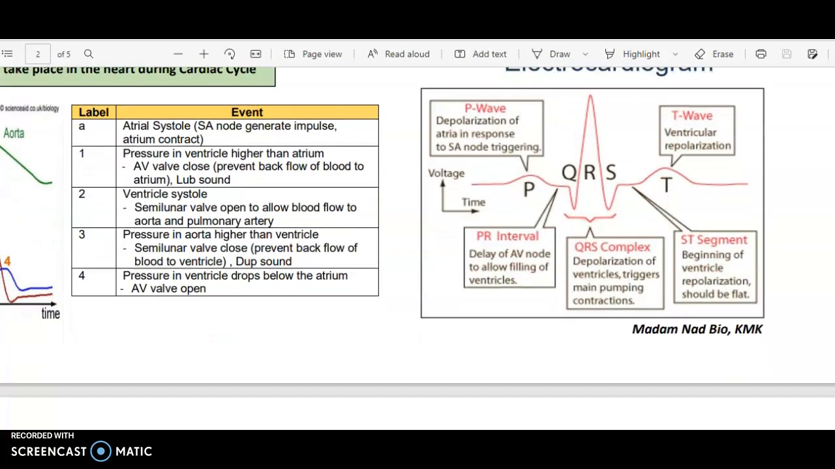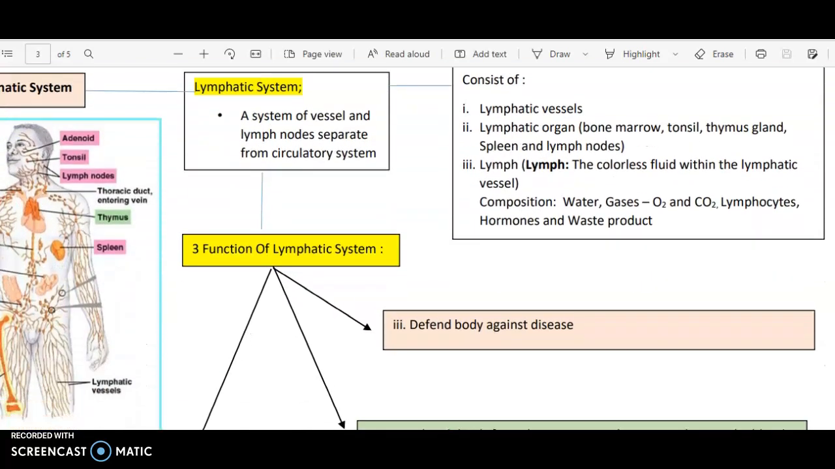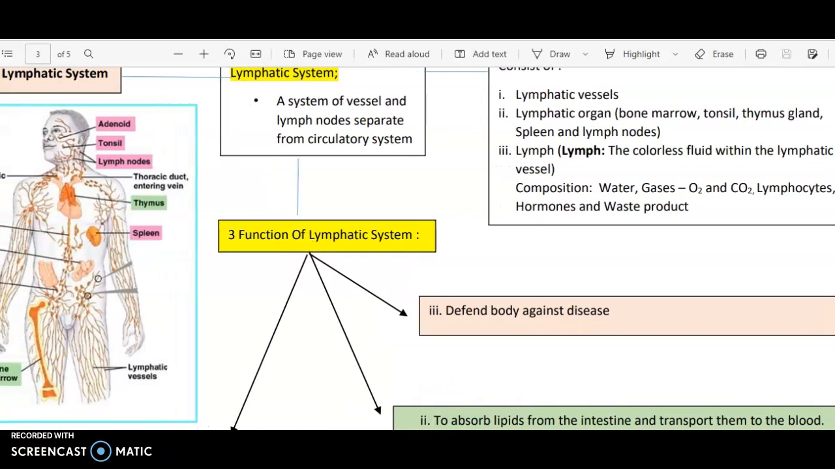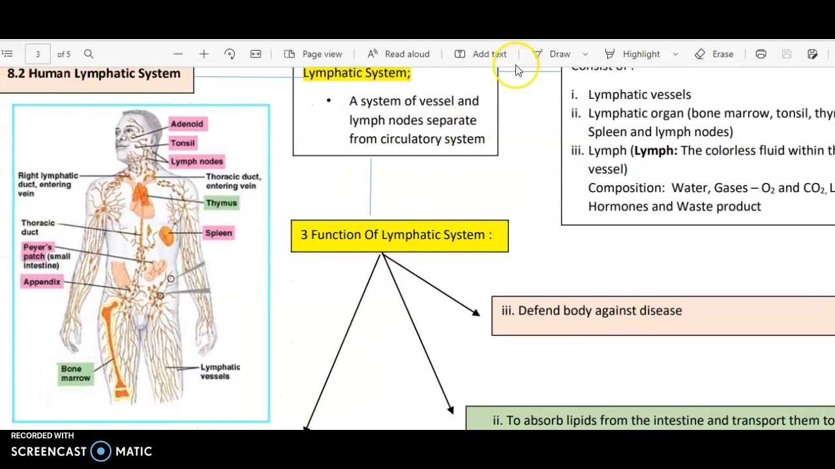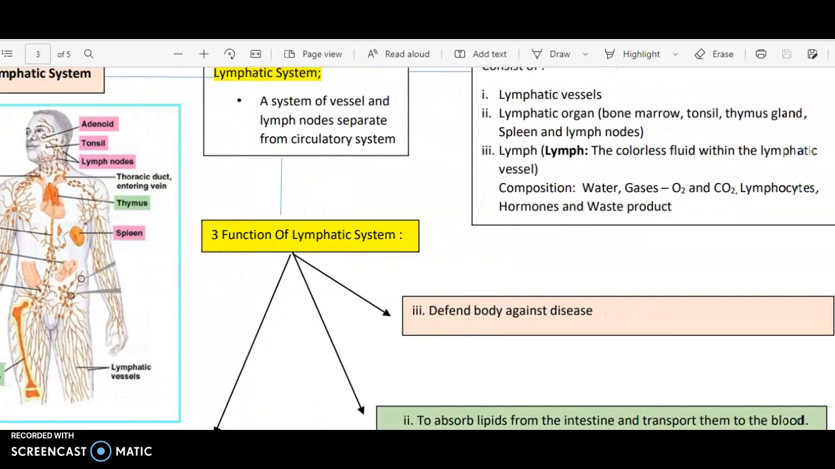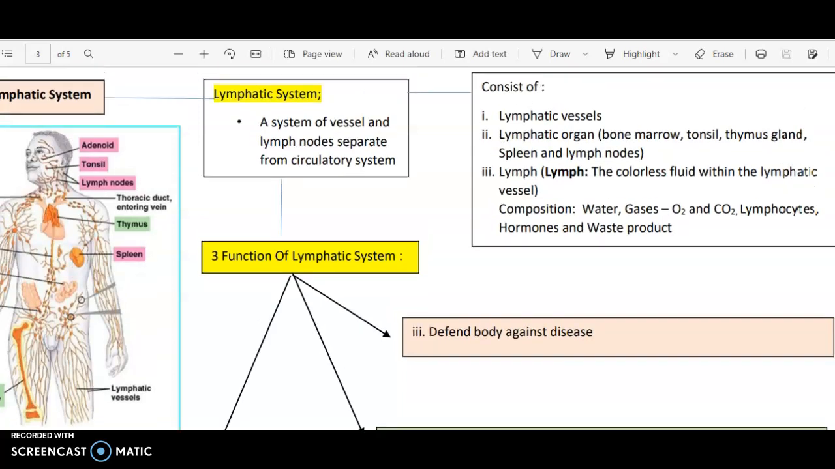Next thing that I've discussed is about the lymphatic system. The lymphatic system is a system of vessels and lymph nodes separate from the circulatory system. Dia berbeza daripada sistem peredaran darah. Kerana apa? Sebab function dan juga komponennya adalah berlainan. So this lymphatic system consists of lymphatic vessels.